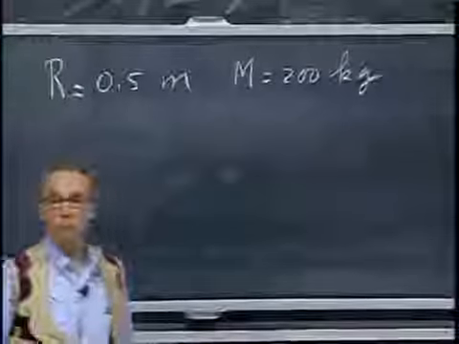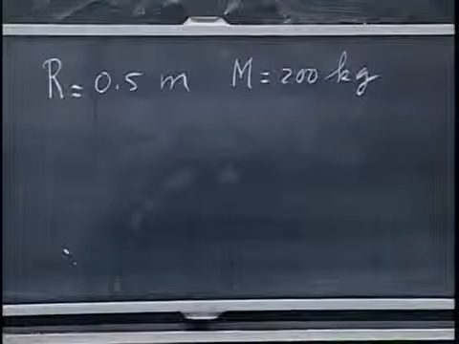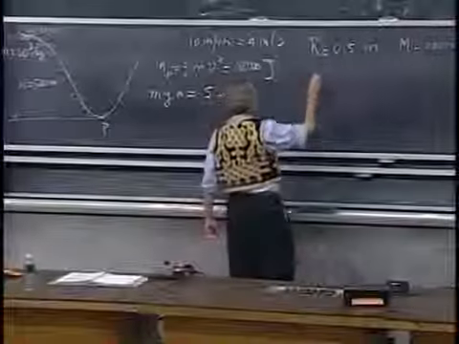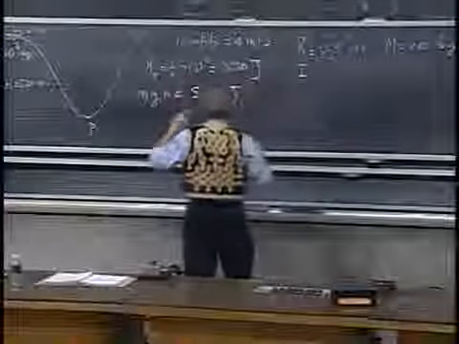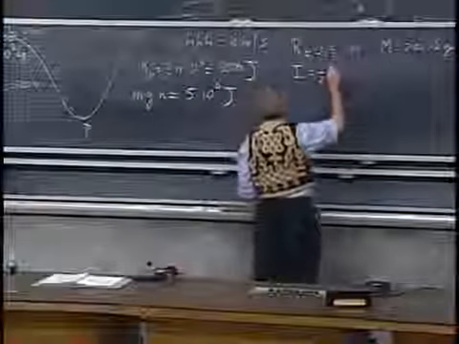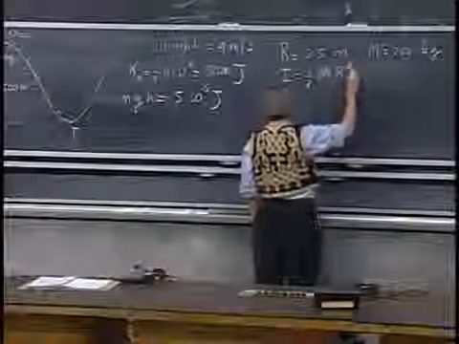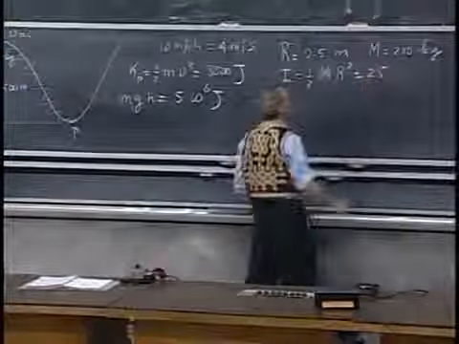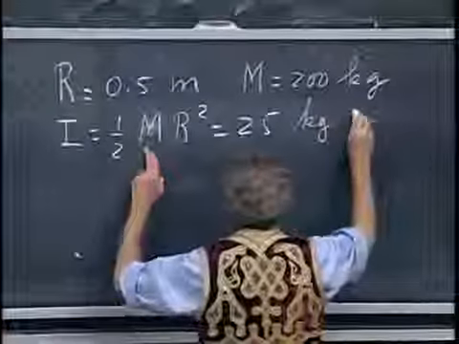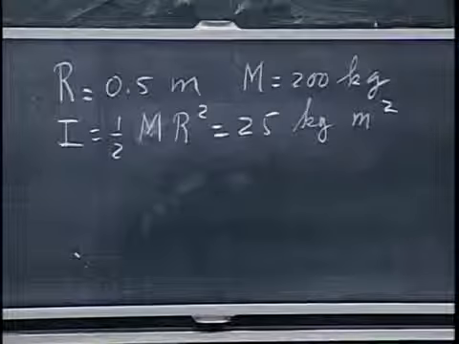200 kilograms, that's reasonable. That would be a steel plate, only 5 centimeters thick. So that's quite reasonable. And the moment of inertia of this disk, if I rotate it about an axis through the center, perpendicular to the disk, that moment of inertia we know now is 1/2 M r squared, with a capital M, and that equals 25. The units are kilograms meters squared, if you're interested. So we know the moment of inertia.